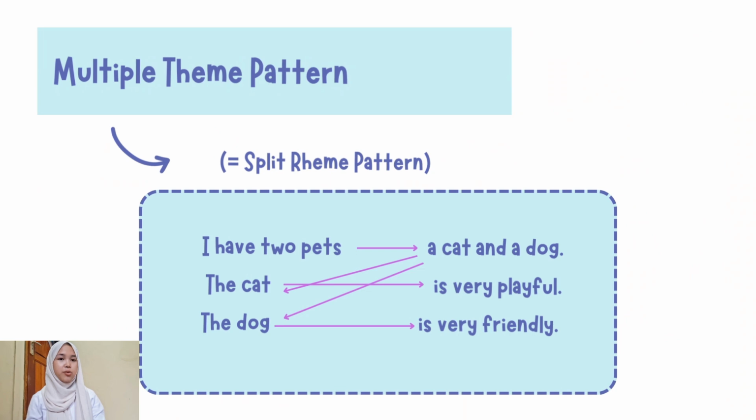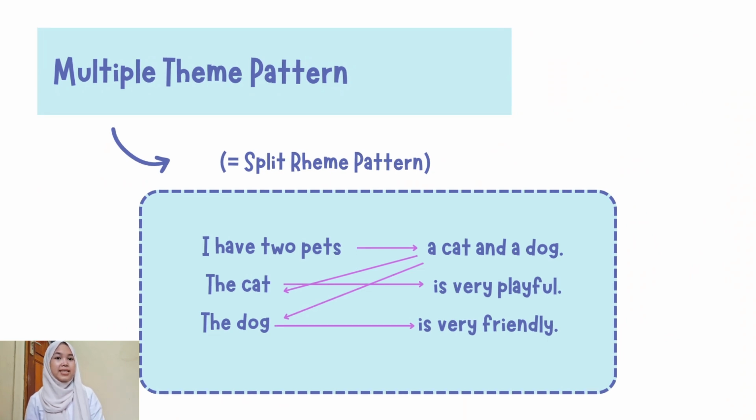In this pattern, the rheme in the first sentence contains more than one piece of information, and each part later becomes a theme in the following sentence. For example, in the sentence, "I have two pets, a cat and a dog," the rheme is "a cat and a dog."